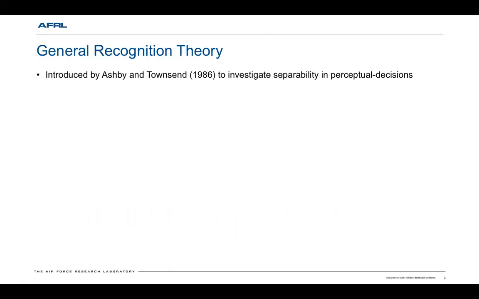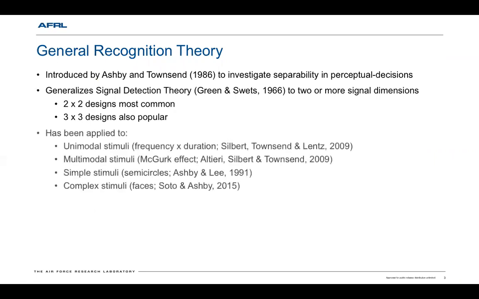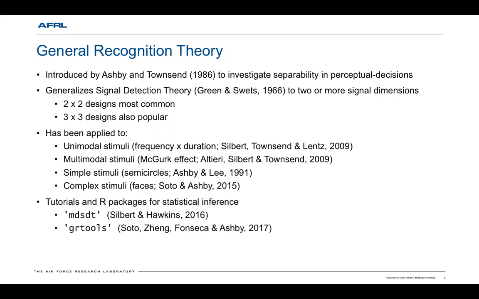General recognition theory, or GRT, was introduced by Ashby and Townsend to investigate different types of independence and perceptual decisions. It generalizes signal detection theory to multiple dimensions, with 2x2 designs being the most common. It has been used to study a variety of different multidimensional stimuli, whether made from the same modality or from different modalities. Recently, 2 GRT tutorial articles were published that each provide their own R package for statistical analysis.